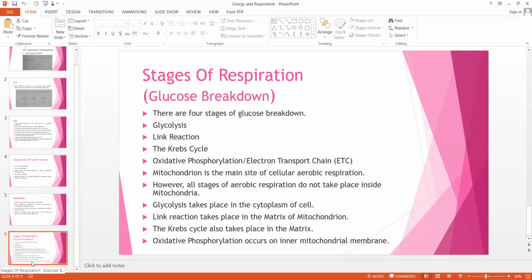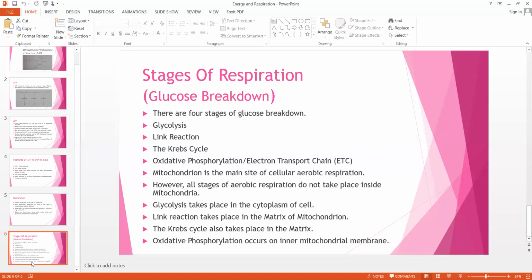Looking at the stages of respiration, there are four stages of glucose breakdown. The first is glycolysis, the second is the link reaction, the third is the Krebs cycle, and the fourth is oxidative phosphorylation. Oxidative phosphorylation is also called the electron transport chain, abbreviated as ETC. The mitochondrion is the main organelle inside the cell concerned with cellular aerobic respiration, which takes place inside the mitochondria.